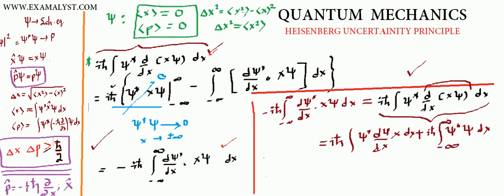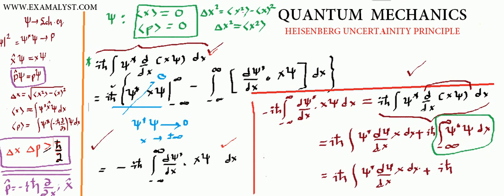Now, can you tell me the value of this integration? The value of this is 1. This is the total probability. You have studied this again and again in this lecture series. This is nothing but probability. So this is 1. So what are you left with? You are left with this.